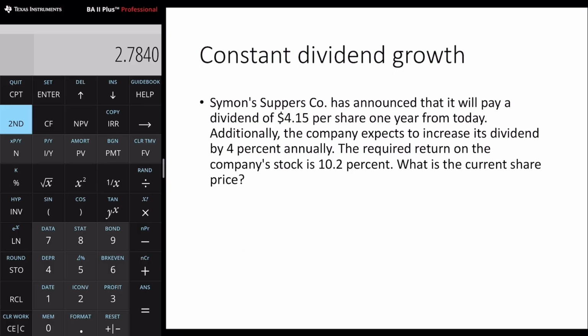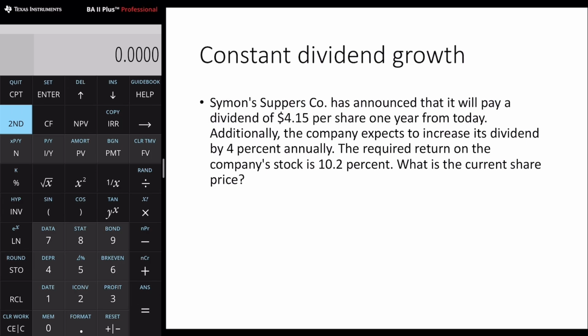All right, next we have constant dividend growth. This problem says Simon Supper's company has announced that it will pay a dividend of $4.15 per share 1 year from today. Additionally, the company expects to increase its dividend by 4% annually. The required return on the company's stock is 10.2%. What is the current share price?